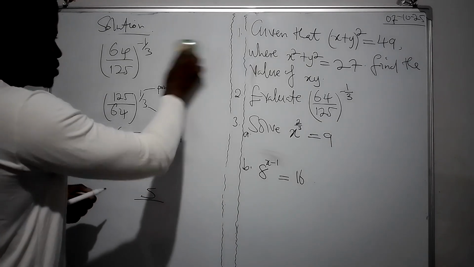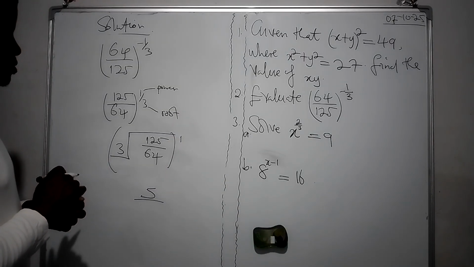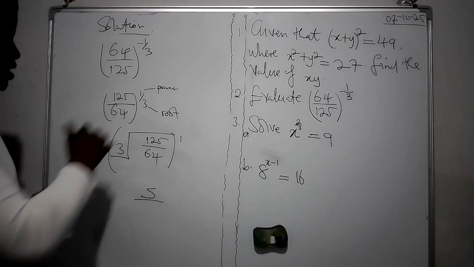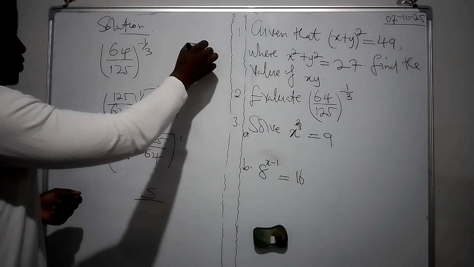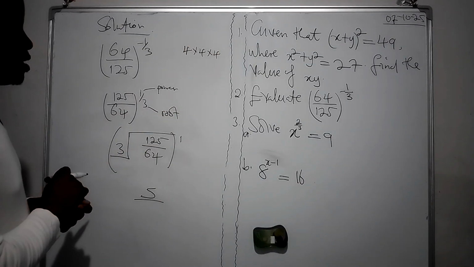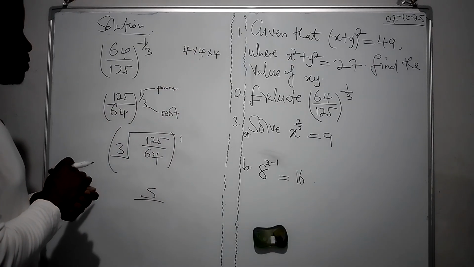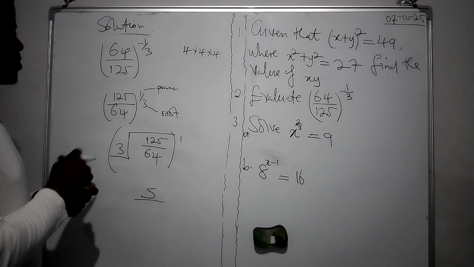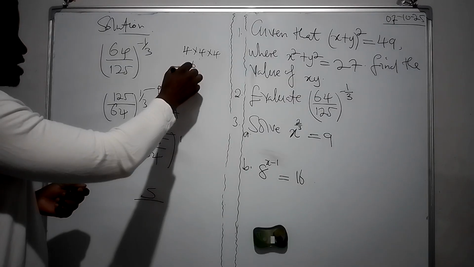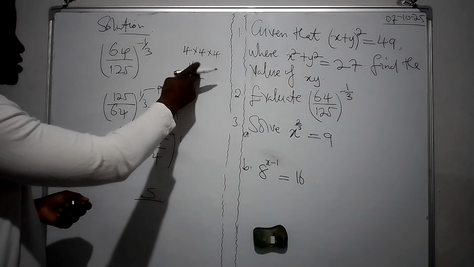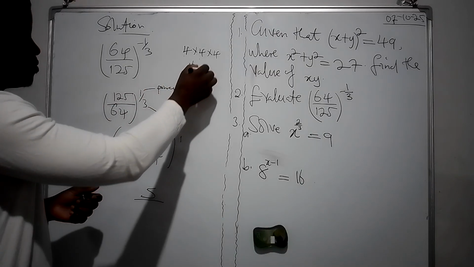Okay? So we have, let's try 4. 4 times 4 times 4. Okay? So 4 times 4, what do we have? 4 times 4 is 16. What about 16 times 4? So 4 times 6, we're having 24. So we write 4 remainder 2.